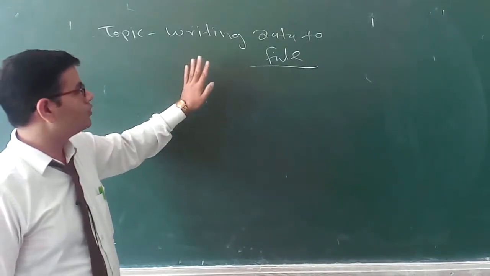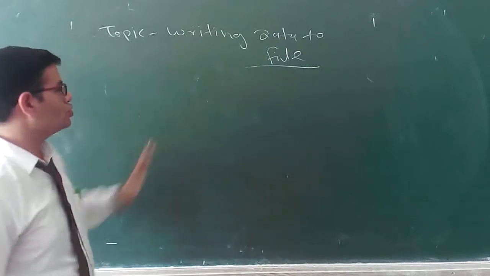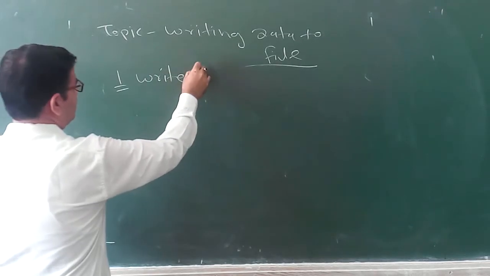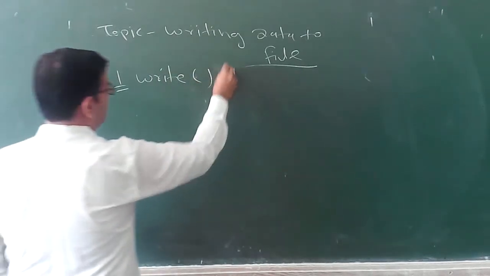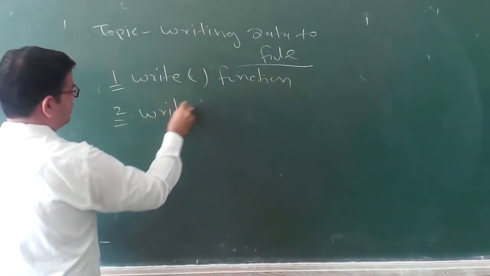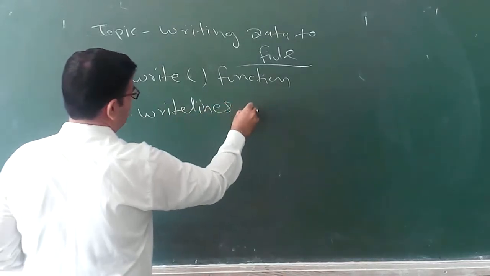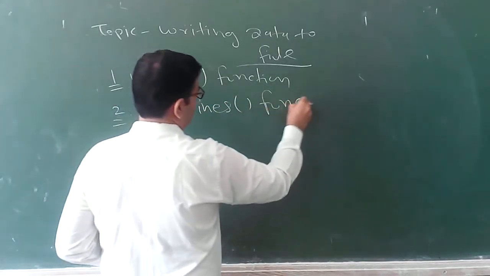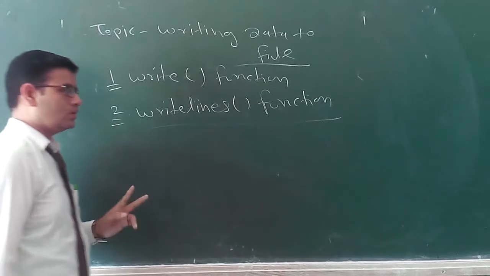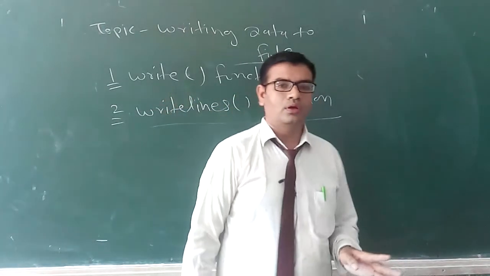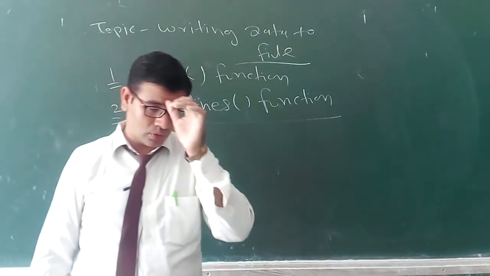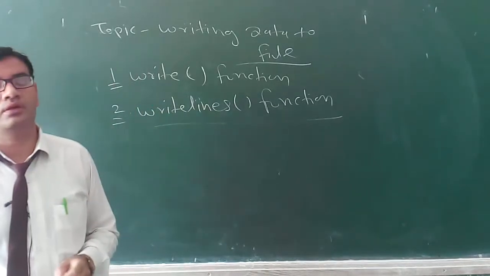If you want to write any data, then two methods are used. First is the write function, and second is the writelines function. There are two types of methods used to write data in a file. First is the write method, or you can say write function, and second is the writelines function.